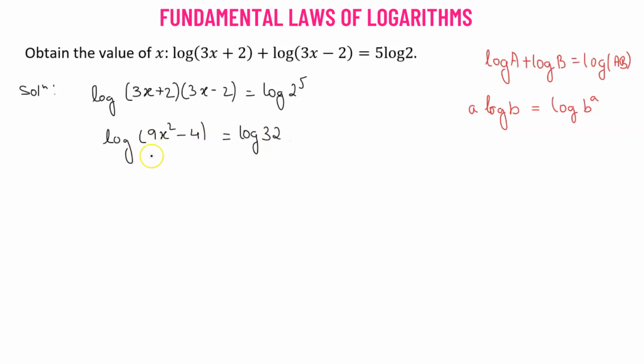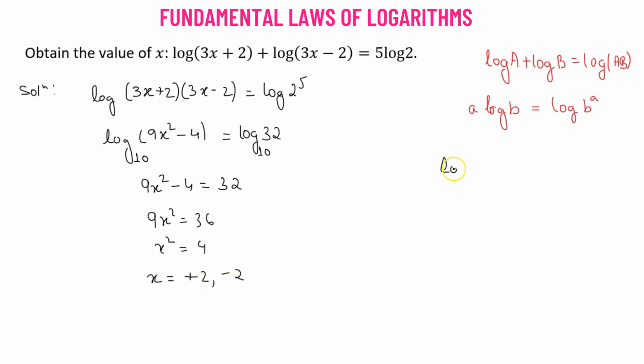Now when the base of the logarithm is not provided, by default it's assumed to be equal to 10. Now that we have two logarithms of the same base on both sides, we can equate them to get rid of the logarithm and rewrite it as 9x squared minus 4 equals 32. Or simply 9x squared equals 36, or x squared equals 4. Now here x can take two values, plus 2 and negative 2.